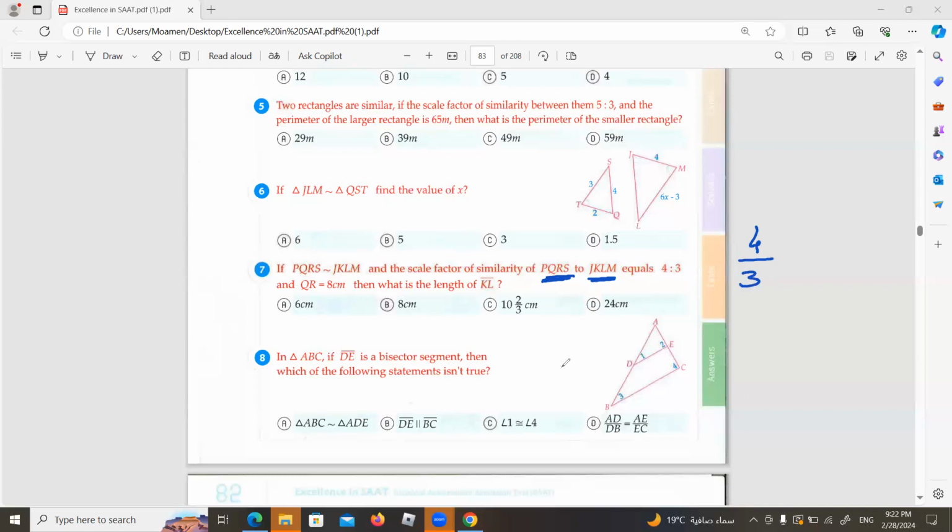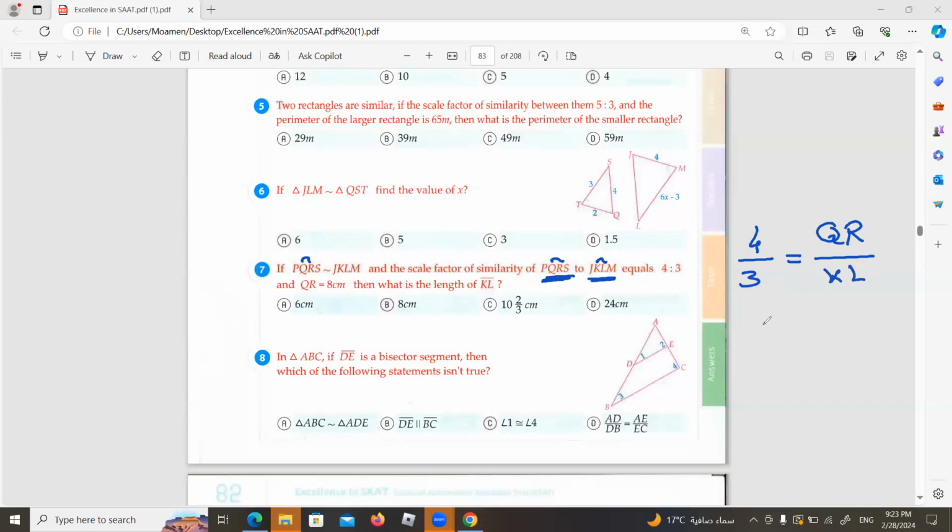So this is the scale factor. And QR is equal to 8. Then what is the length of QL? Sorry, KL. So pay attention. QR means the second and third letter, so I just write QR. And 3, which corresponds to KL, the second and the third. So I just write KL.